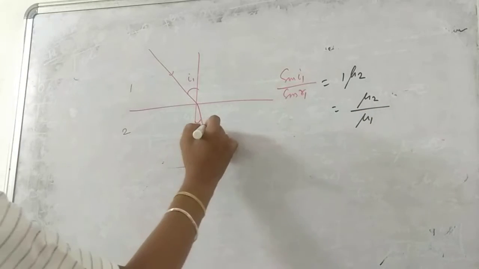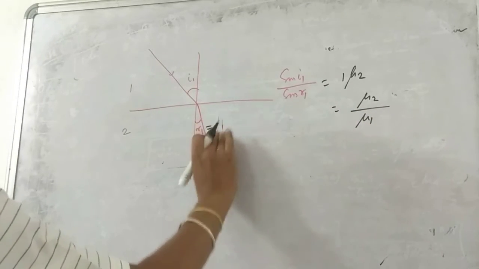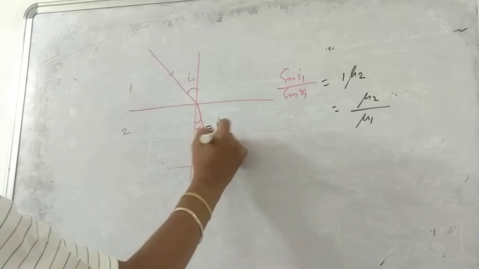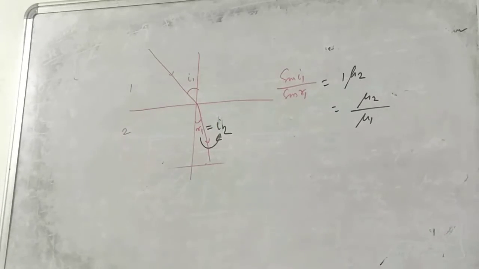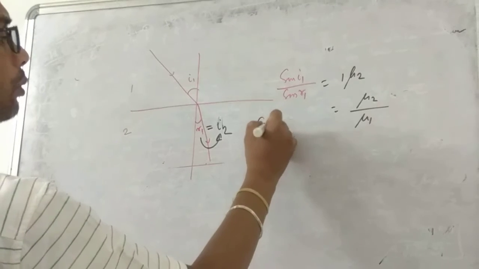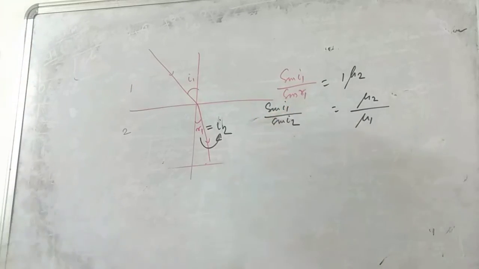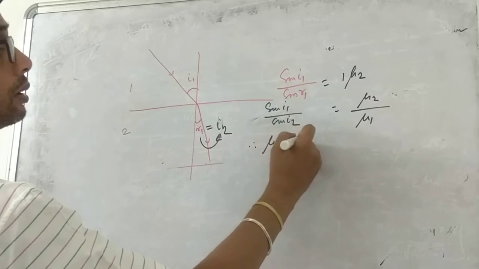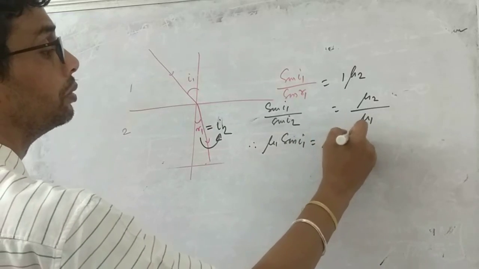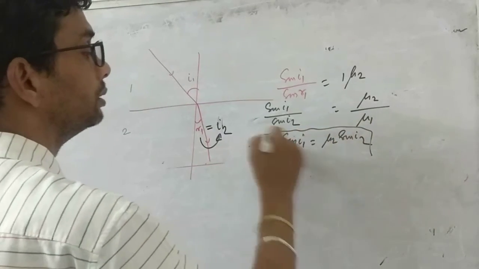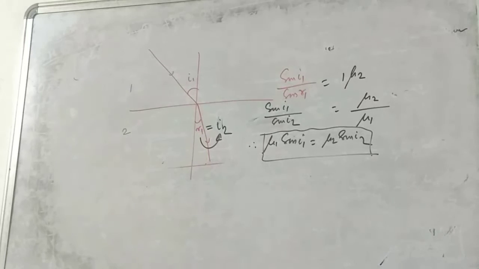Now suppose we represent R1 as I2. Then it becomes sine I1 by sine I2 is nothing but mu2 by mu1. Therefore, mu1 sine I1 is equal to mu2 sine I2. This is actually the general form of Snell's law. Mu1 sine I1 means sine of I1 into the refractive index of that medium is equal to sine of I2 into the refractive index of the second medium.